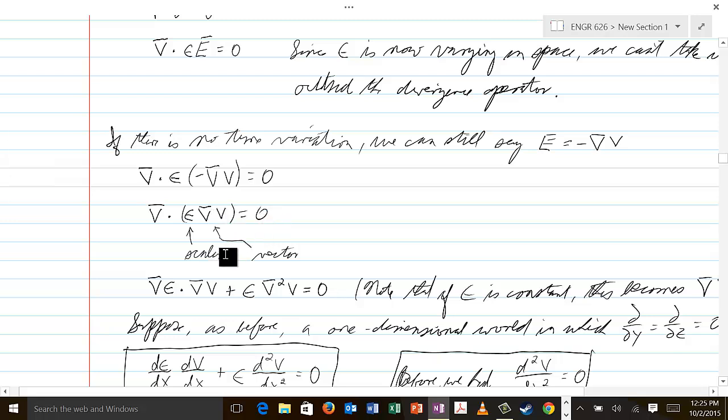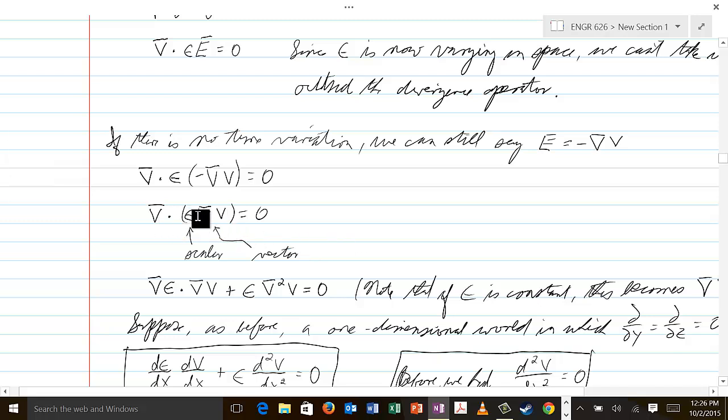Keep in mind that epsilon is a scalar, V is a scalar, but the gradient of V is a vector. And so we have a scalar times a vector, which of course gives us a vector field, and the divergence of that vector field is equal to 0.